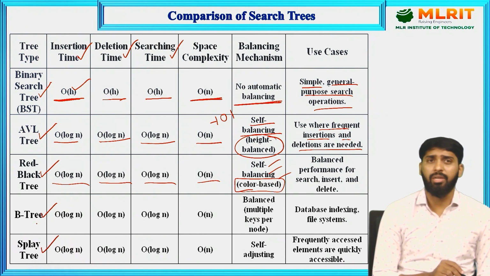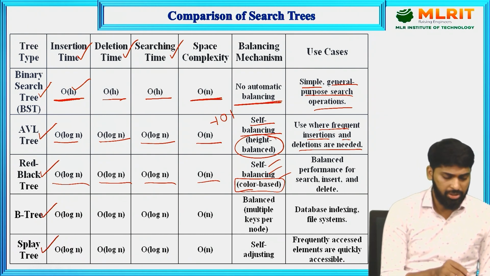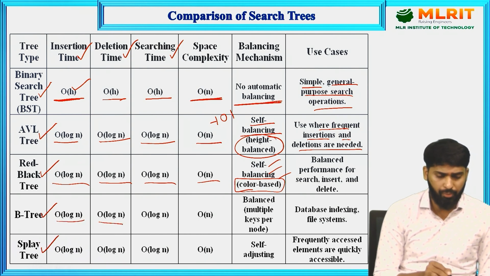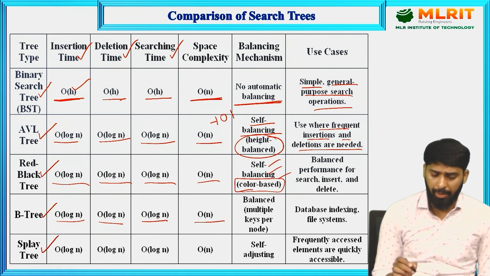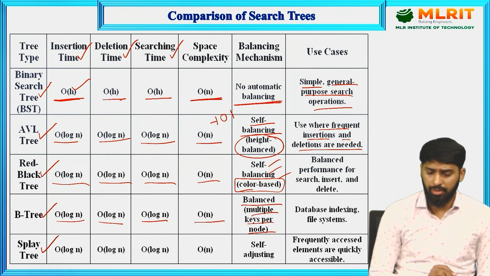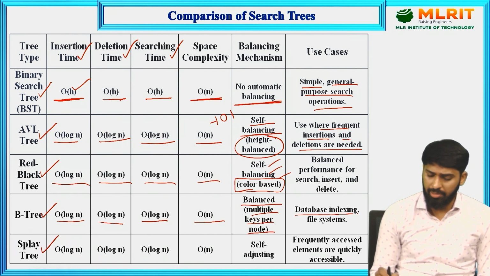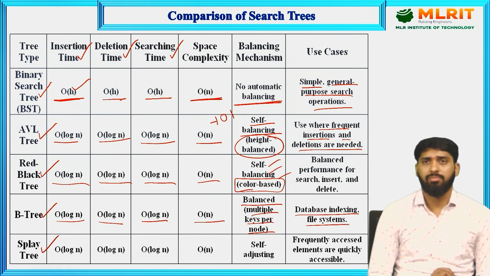Next, B tree. So B tree: insertion time big O of log n, deletion time big O of log n, search time big O of log n, space complexity big O of n. Here, are we using a balancing mechanism or not? Yes, balanced using multiple keys per node. So use cases: database indexing and file systems.